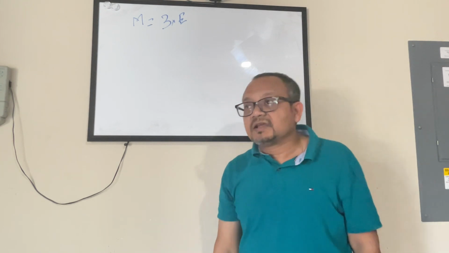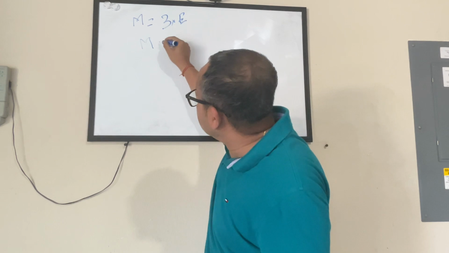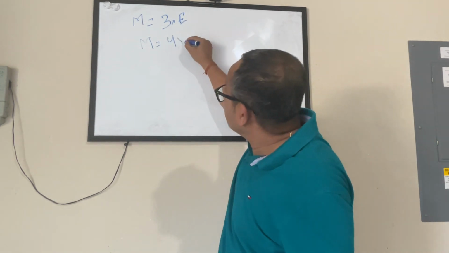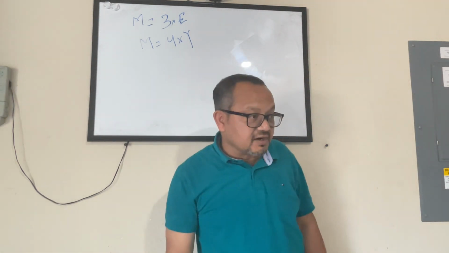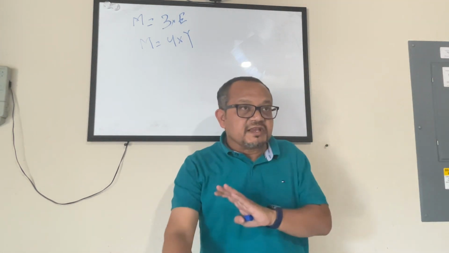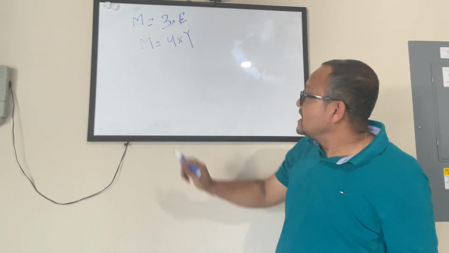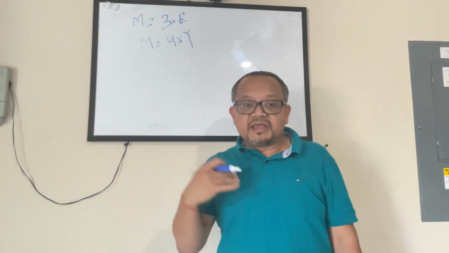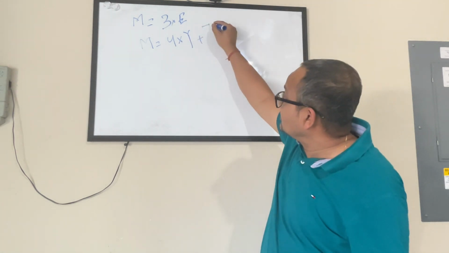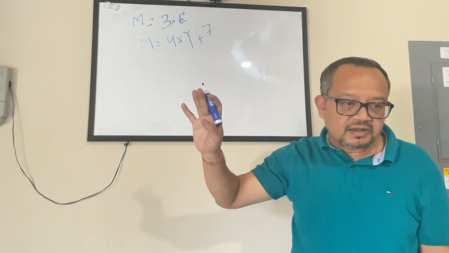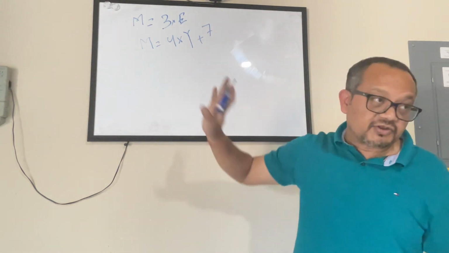Second line says my age is 4 times the age of my younger daughter plus 7. So let's say Y is the age of my younger daughter, E is the age of my elder daughter. So the first equation is M equals 3 times E. The second equation says M equals 4 times Y plus 7. Are you guys with me so far? Yeah? I'm just writing the story here, okay?